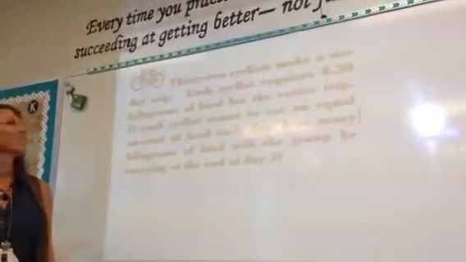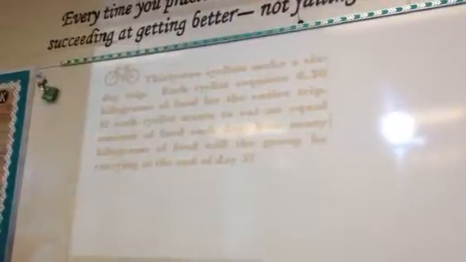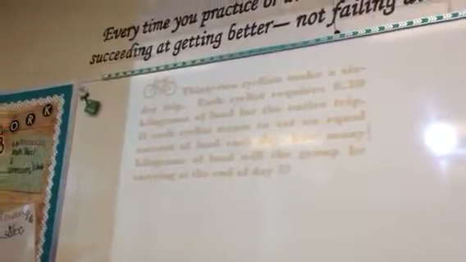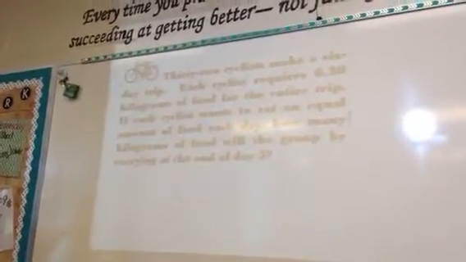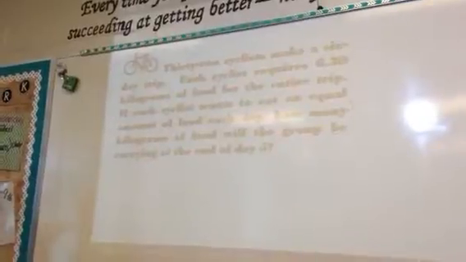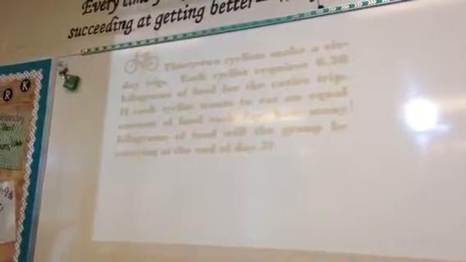32 cyclists make a 6-day trip. Each cyclist requires 6.30 kilograms of food for the entire trip. If each cyclist wants to eat an equal amount of food each day, how many kilograms of food will the group be carrying at the end of day 5?